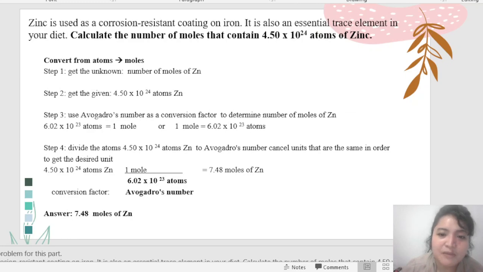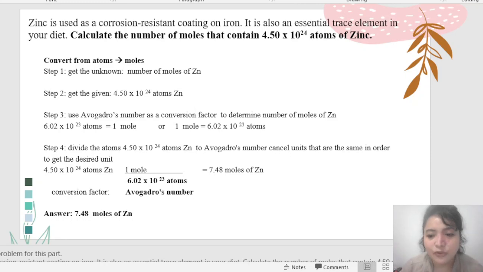Now, if this problem is on the other way around, if it's asking for the number of atoms to moles, just like the given problem, let me read it to you. Zinc is used as a corrosion-resistant coating on iron. It is also an essential trace element in your diet. Calculate the number of moles contained in 4.50 times 10 to the 24th atoms of zinc.